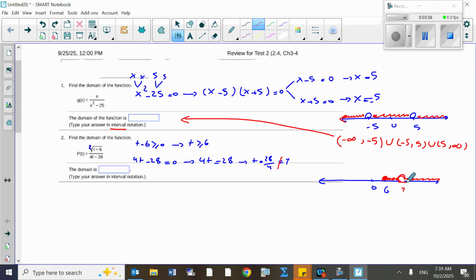So now I'm ready to write the domain of this function. Starting from left to the right, I start with 6, and it's a closed circle, so I put bracket. Then when I reach 7, I have to stop and jump after that. So 7 to infinity, because after that it's going to continue. So this is the domain of this function.